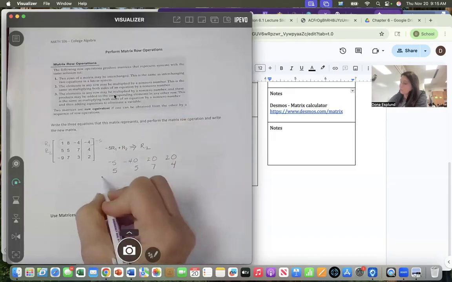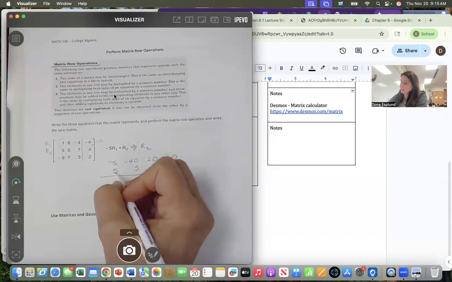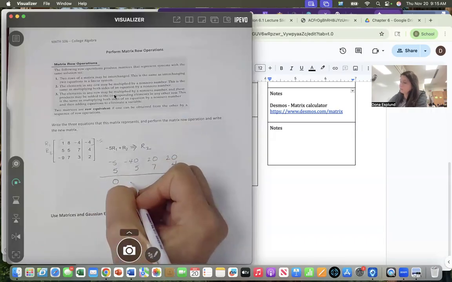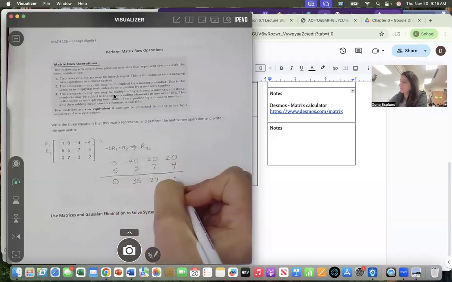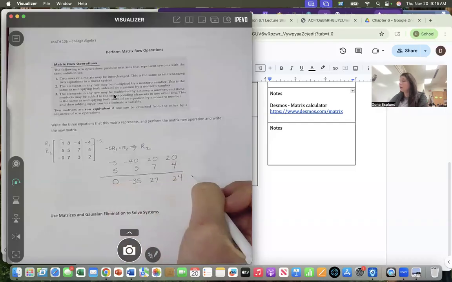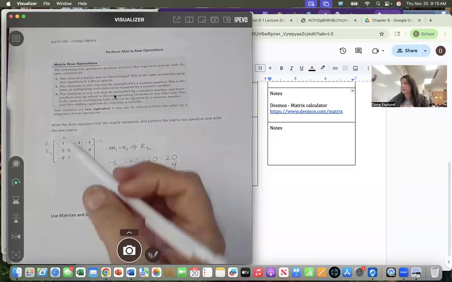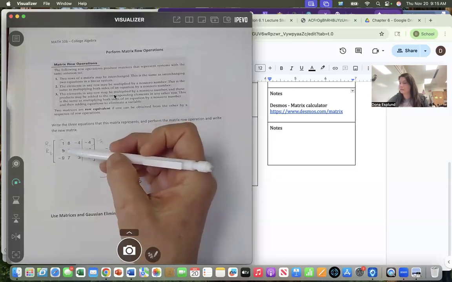And so let me show you why. If I were to add this together, I'm going to end up with a -5 times 5, which is going to be 0. This would be a -35. Then I'd have 27 and then 24. Our goal when we solve these equations is to make the first one 1, but the first element in row 2 to be a 0.